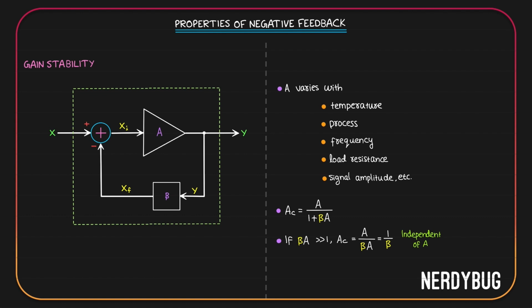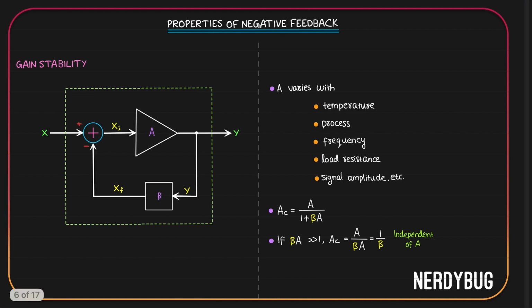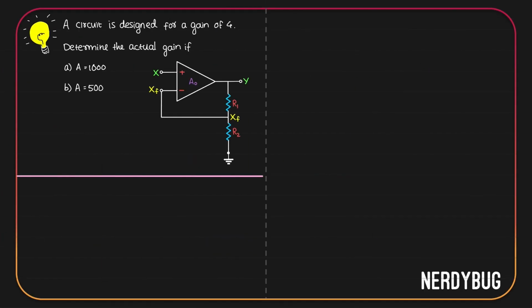You might still wonder in a practical scenario how much is the closed loop gain independent of the open loop gain. To demonstrate that, let me take you to a question. A circuit is designed for a gain of 4. We have to determine the actual gain if the open loop gain is 1000 and if the open loop gain is 500. Now, by actual gain, we mean the effective gain after feedback is given, which is the closed loop gain. But before that, let us understand what it means by a circuit is designed for a gain of 4. It means ideally the closed loop gain of this circuit should be 4.